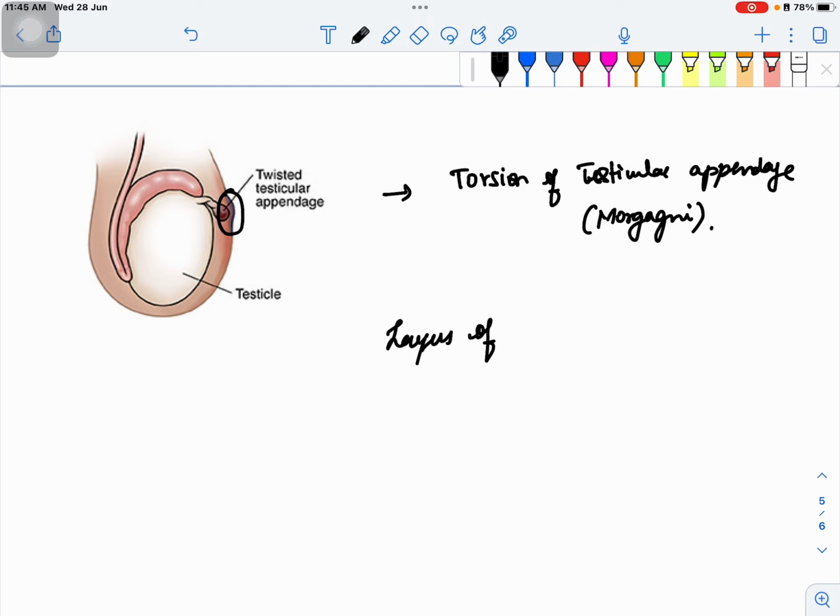and testicular torsion. You can definitely expect 2 questions from this.